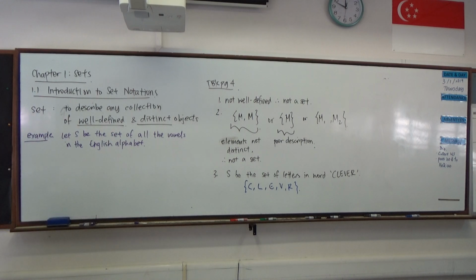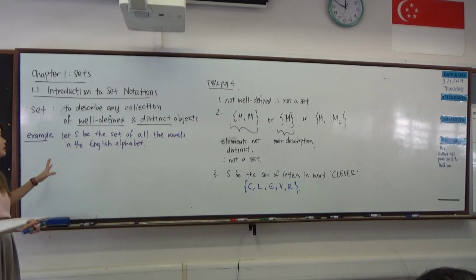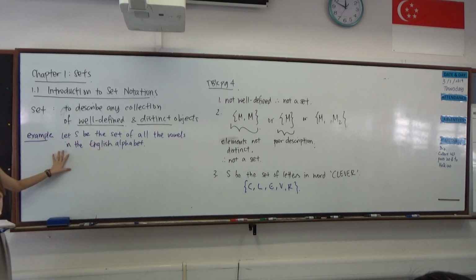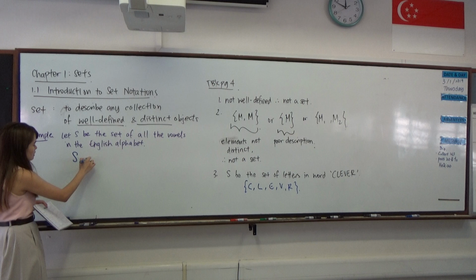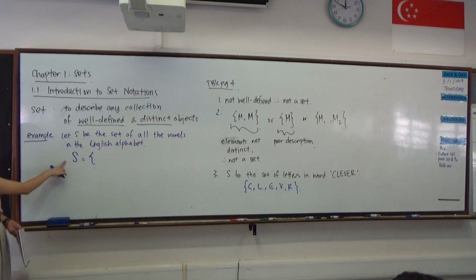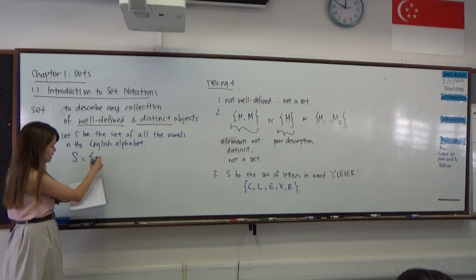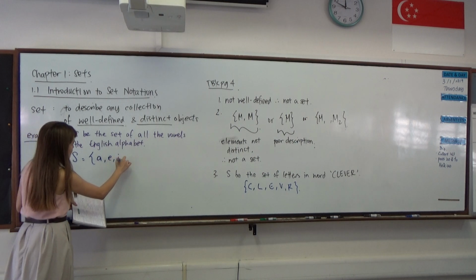Okay, let's look at another example. If I describe a set to be, let S be the set of all the vowels in the English alphabet. Okay, so therefore, to list out, S is equal to curly bracket A, E, I, O, U.